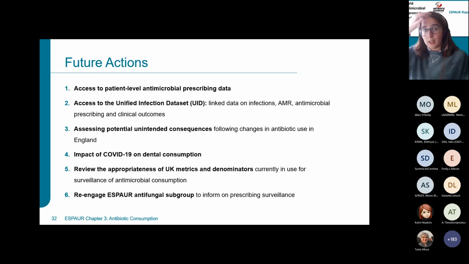So from all this work that's been going on in the chapter, future actions have come about, with some of these highlighted on this slide here. Important future actions include accessing other data sets, such as patient level and the unified infection data set, to be able to get more complete information on prescribing practices and allow for more in-depth analysis. Also, assessing the impact of changes in consumption, such as the impact that COVID-19 had on dental prescribing, and assessing any potential unintended consequences from the changes in antibiotic use in England will be important to research.